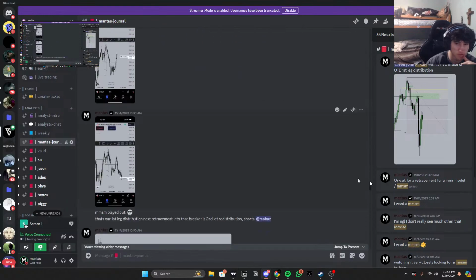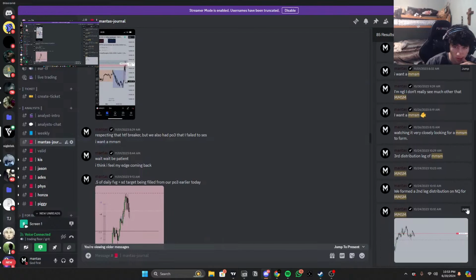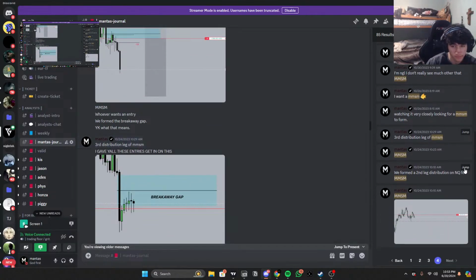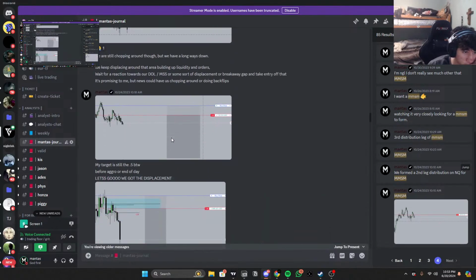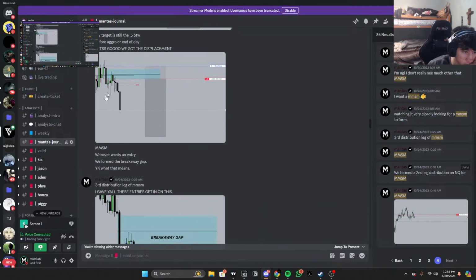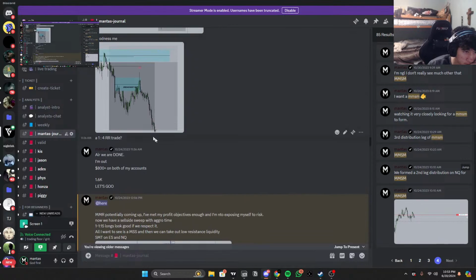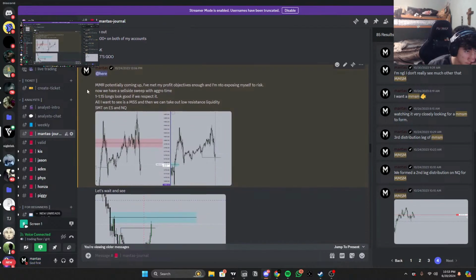I just want to find more examples of market maker models, so I guess that's what we're going to look for. Third distribution leg, which was literally just after, because of the smart money reversal. But yeah, another market maker sell model. Breakaway gap. This is the old market maker model trade. 1 to 4 RR, 800 on both my accounts, 1.68. These were both live funded.